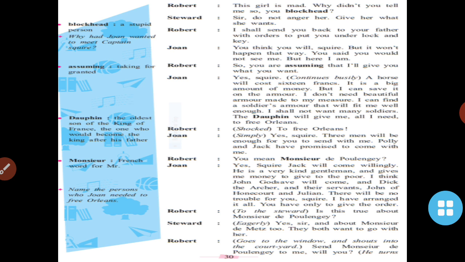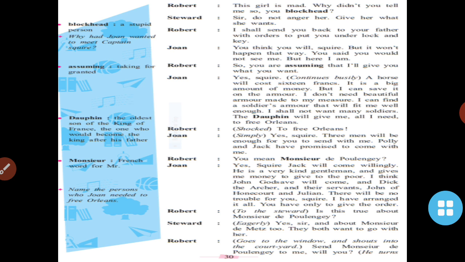Then Robert is saying, so you are assuming that I will give you what you want? Robert here is also angry. So you are thinking that whatever you want, I am going to give you? No. Joan is saying, yes, squire.